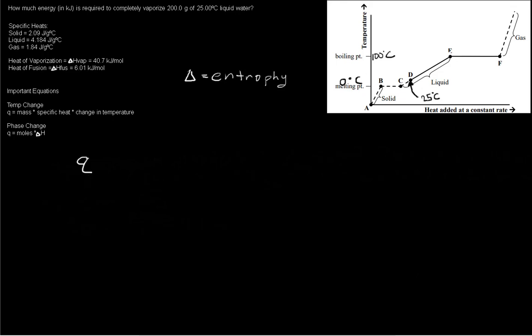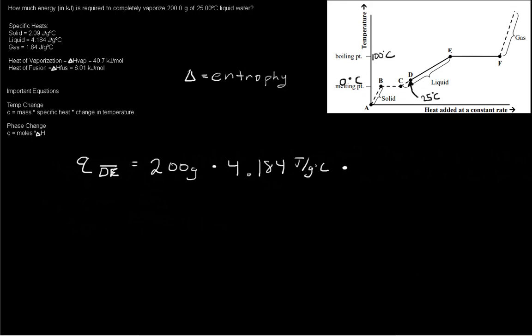So Q of line segment DE equals the mass, so 200 grams, times the specific heat. Since we're in the liquid stage, from point D to point E, we're going to use the specific heat of liquid, which is right here. This will be given to you on an exam. You don't have to memorize this. So the specific heat of water at the liquid stage is 4.184 joules per gram degrees Celsius.